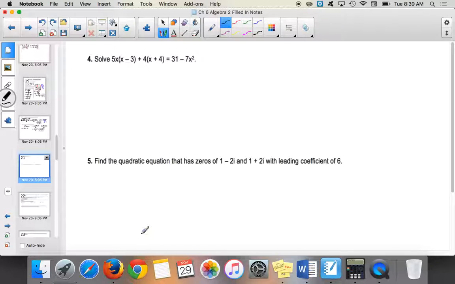All right, so we're going to go ahead and distribute the 5x in. So I have 5x squared minus 15x. And then distribute the 4 in. So plus 4x plus 16 equals 31 minus 7x squared.